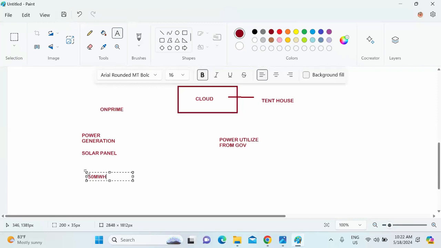Coming to the power utilization from the government. We just pay 500 rupees to the people. They will create one meter and a connection to your home. You'll utilize it. This month, you utilize 10 units, you pay for 10 units. Next month, you are utilizing only 5 units, you just pay for 5 units. And next month, if you use 200 units, you'll pay for 200 units.